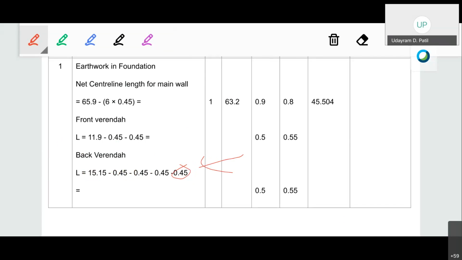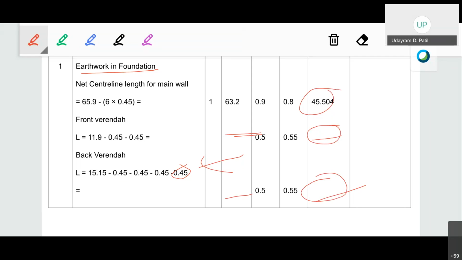So calculate the length of the front veranda. Okay, total net center line length for the front veranda, net center line length for the back veranda, and calculate the quantities of the earthwork in foundation for the front veranda and back veranda. Okay, we already calculated the earthwork in foundation for the main wall, now calculate it for the front veranda and the back veranda. Calculate the quantities.